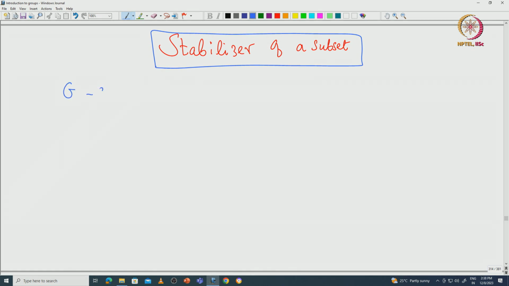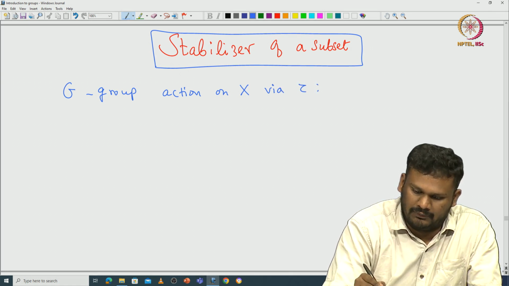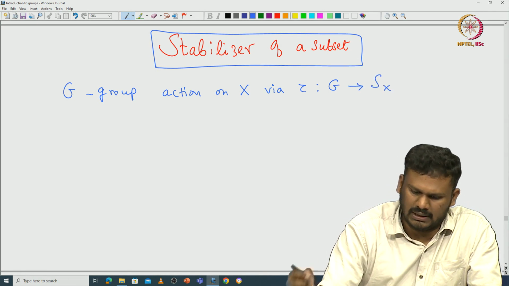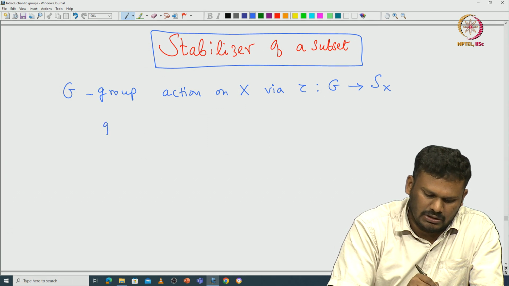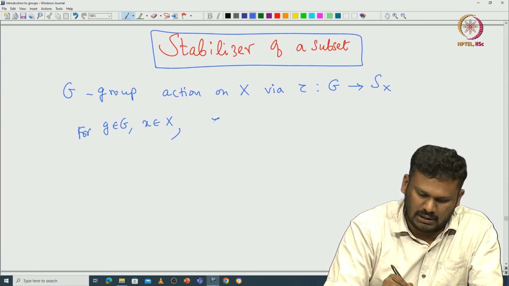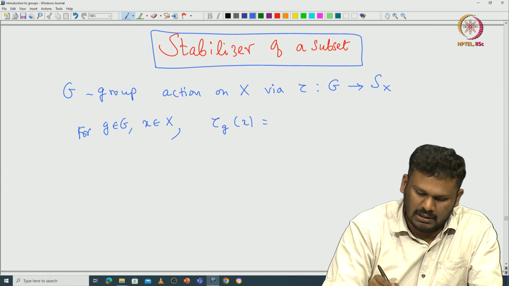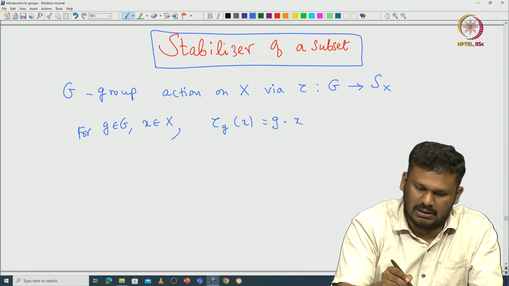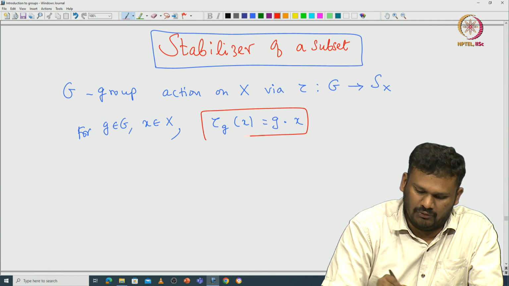So let G be a group, acting on capital X, let's say via this tau. So tau is actually a group homomorphism from G to S_X. Okay, so note that given g in G and given x in X, we denoted the image tau(g) of x by this g dot x. So this is the shorthand notation that we have been following.